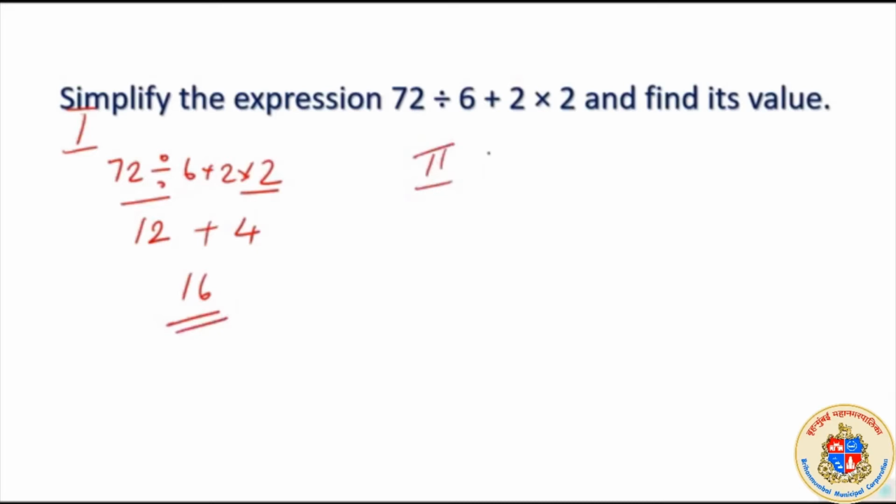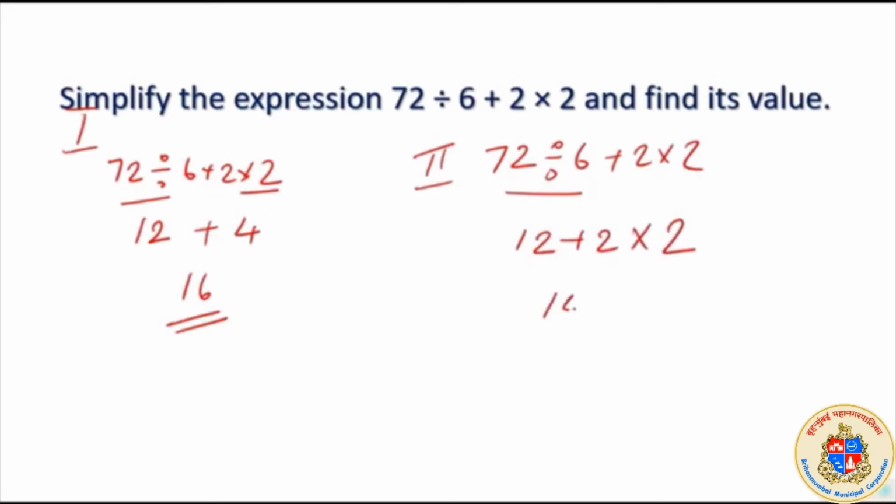In a second way, I can do it in this way: 72 divided by 6 first, add 2, and multiply with 2 later. That is, this will become 14 into 2 and the answer becomes 28. The question is whether this is right or this one is right. This right and wrong is decided by a certain principle which is followed in the case of operation on numbers. The principle, earlier you have studied it as BODMAS. The same principle is applicable in the case of rational numbers also.